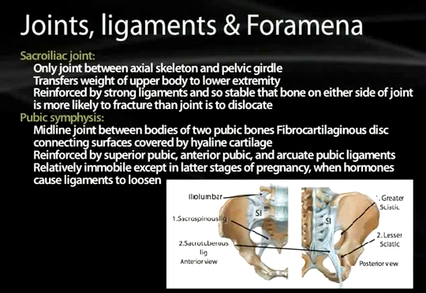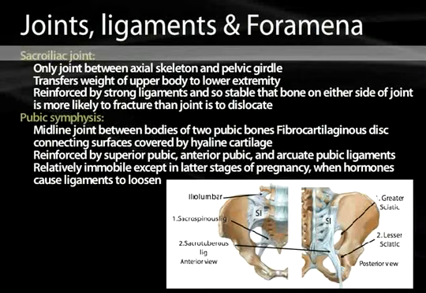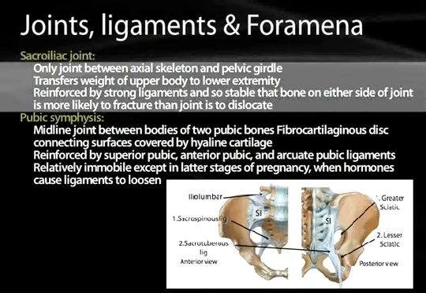If we look at the joints, ligaments, and foramina, the sacroiliac joint is going to be the joint between the axial skeleton and the pelvic girdle. It actually transfers weight from the upper body and the thorax and abdomen through and into the lower extremity, and it has very strong fibrous ligaments that will anchor it on both sides. It has very good congruity, one of the best congruous joints there is, but that also means that very small movements can cause clinically significant problems.